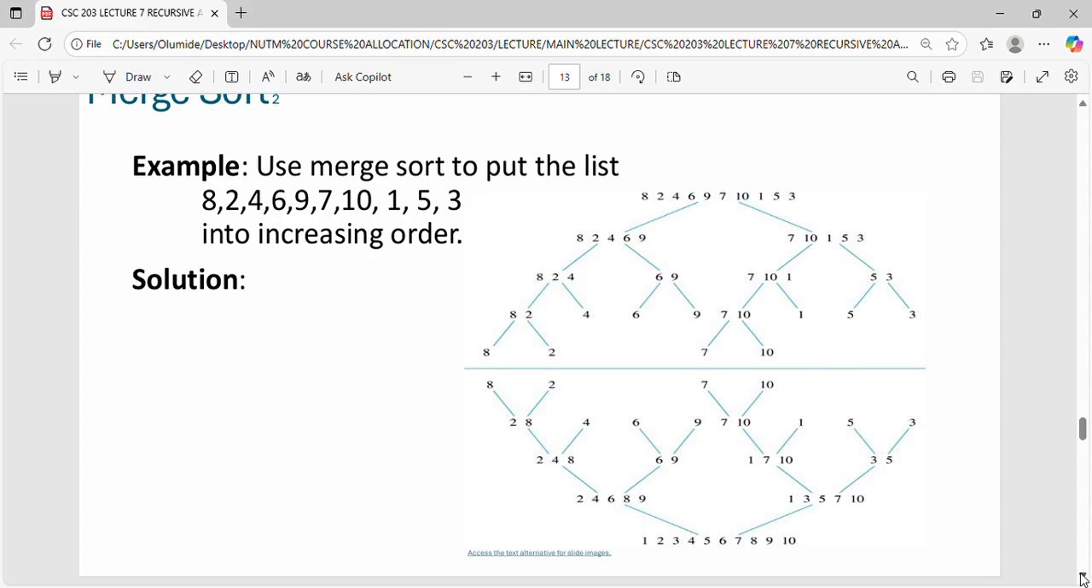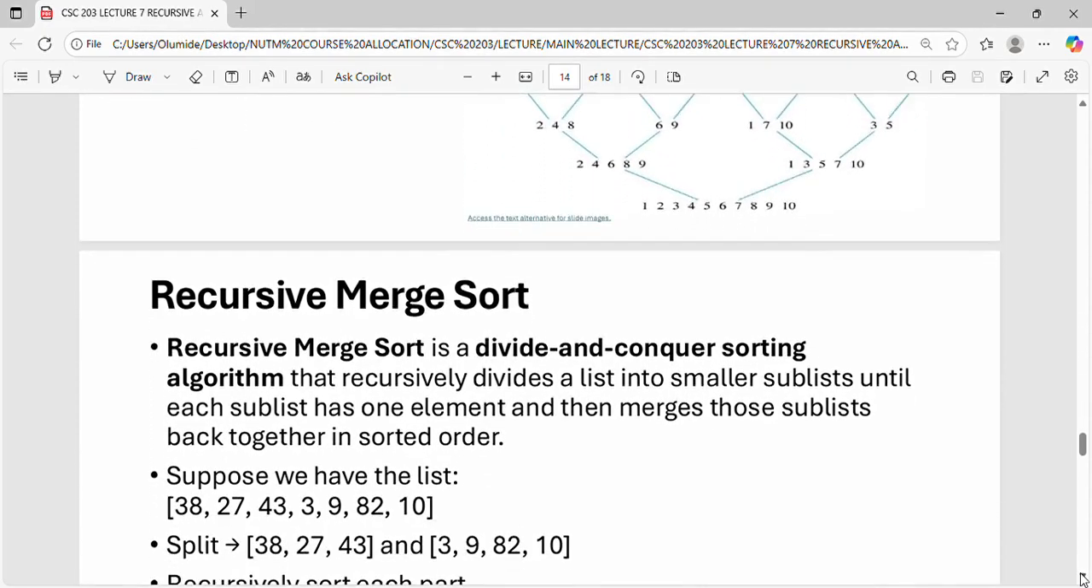Then here also we keep splitting. The same splitting is like a mirror image of what we have above, and that's what we have underneath. So that is the splitting.